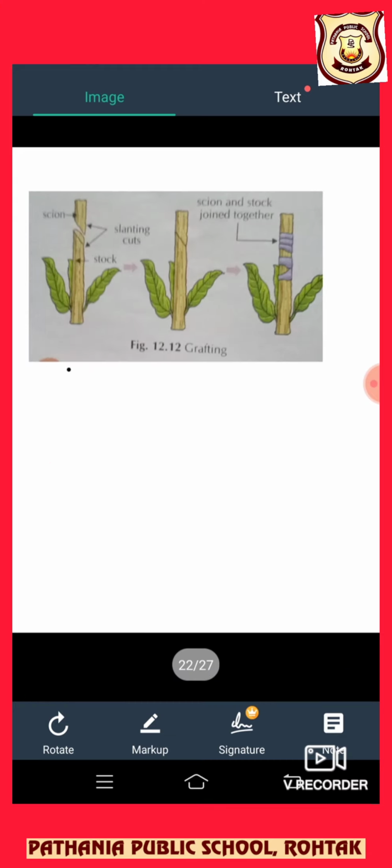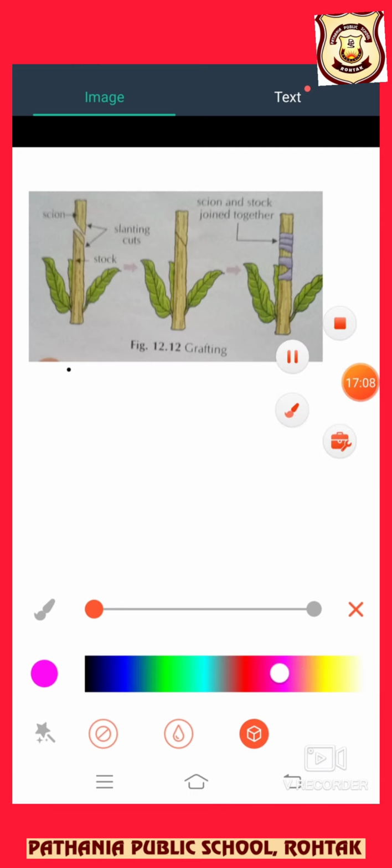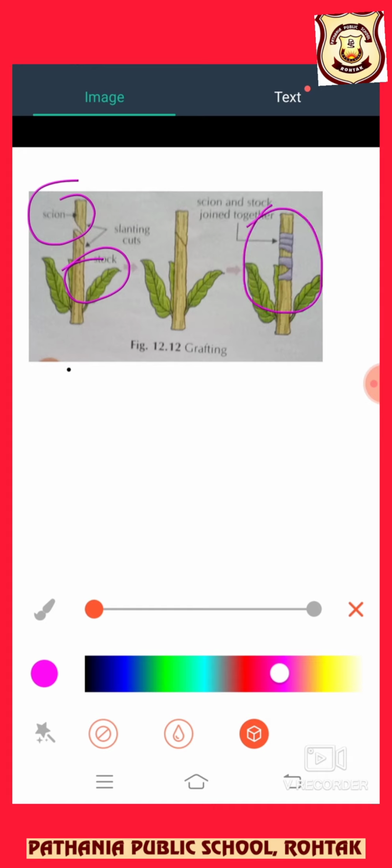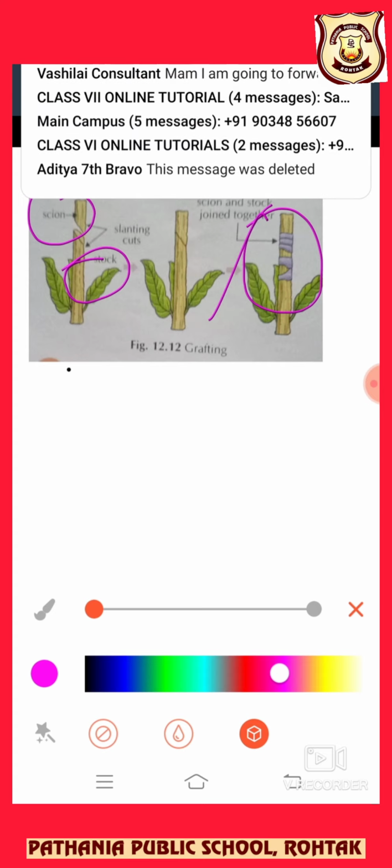Now you can see in the picture also the scion part, which is visible here, and then this part is the stock. Now you can see the cloth is covered over these two parts, joining them together. After a few days a new plant will grow.